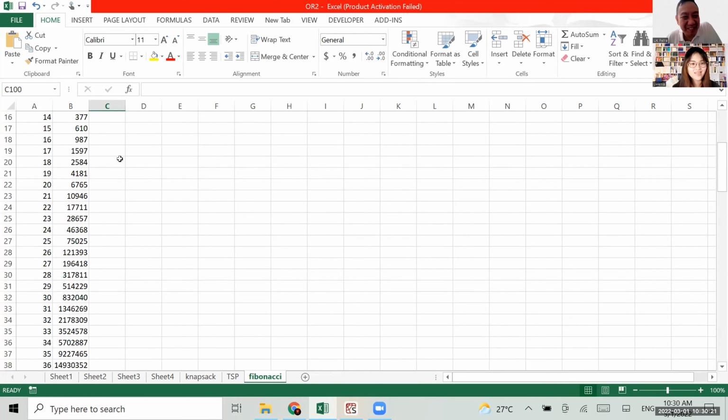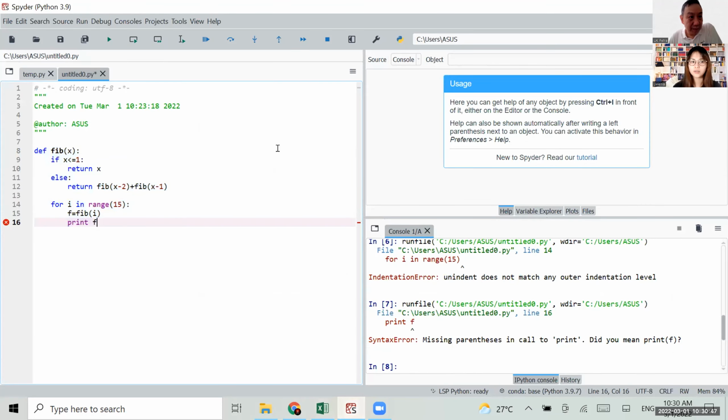Later we will check the correctness of it. Okay. So at this point, let's try to make the Python one. For the Python one, you can just create exactly the same like that. Oh, you make it.